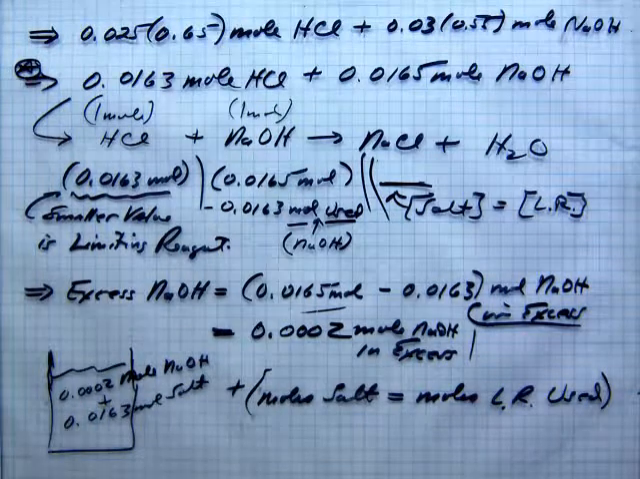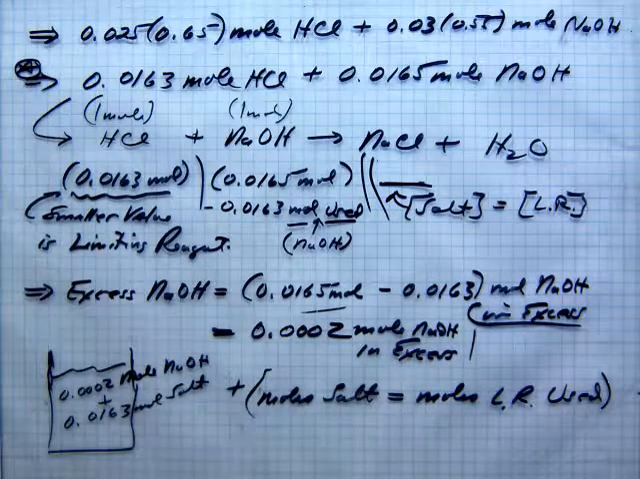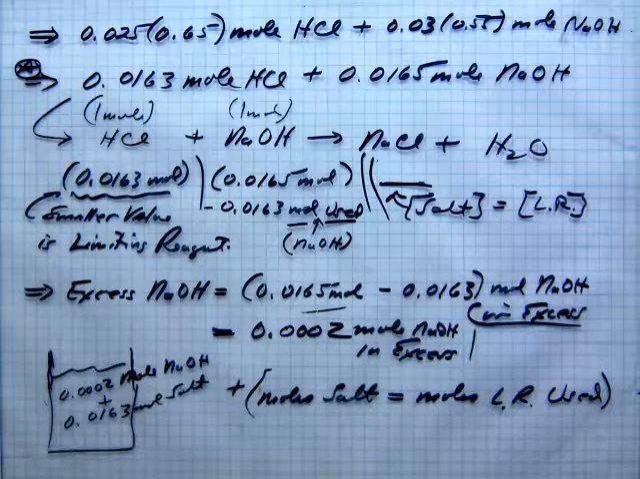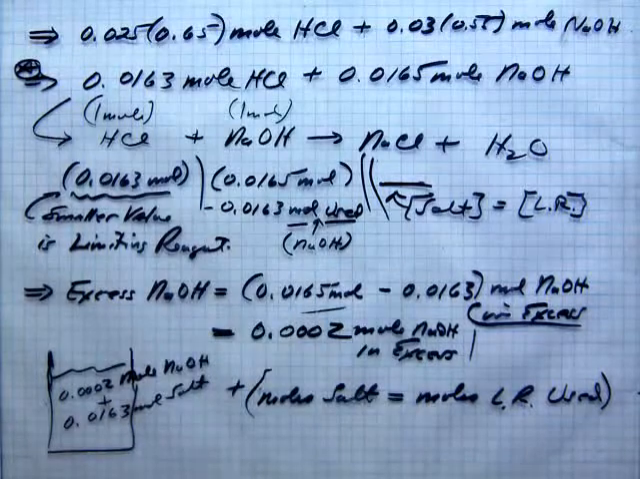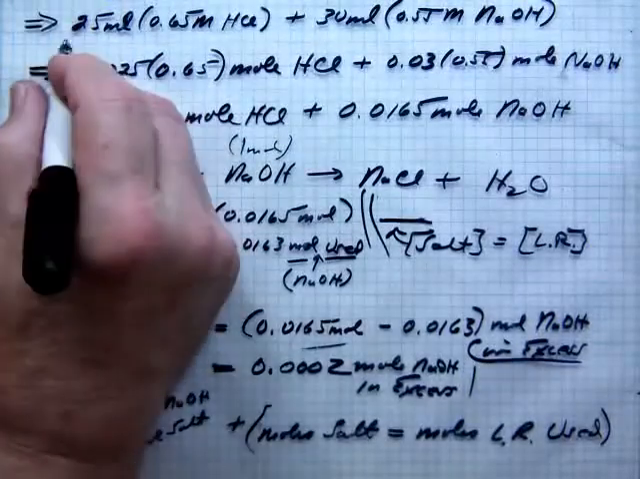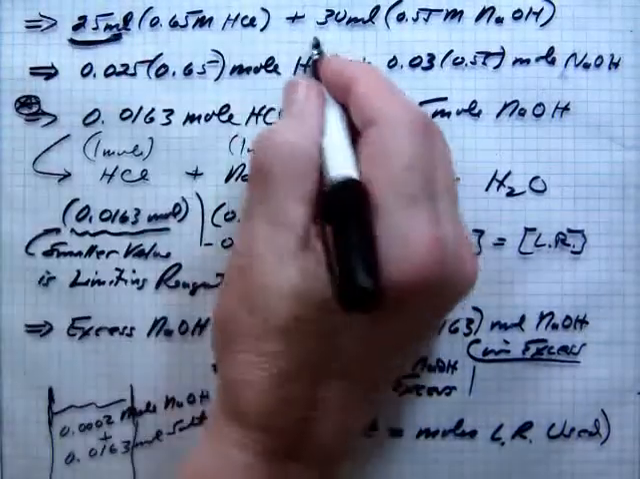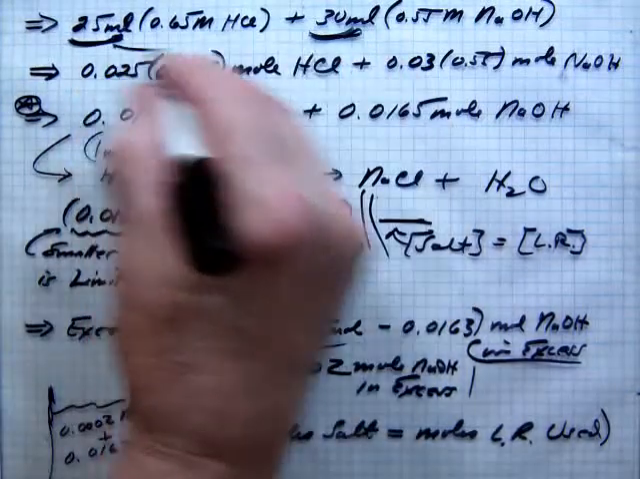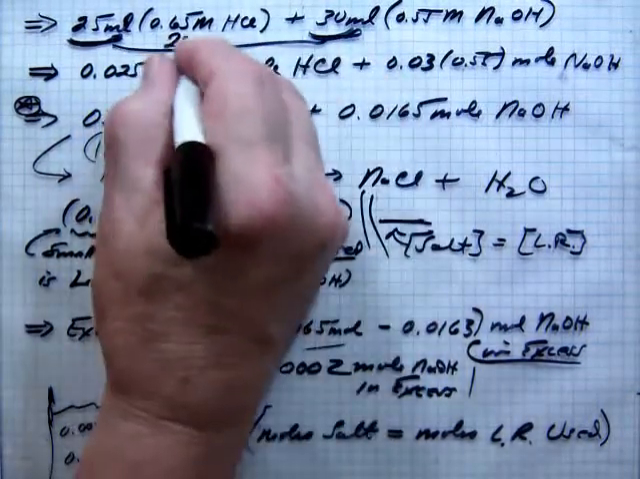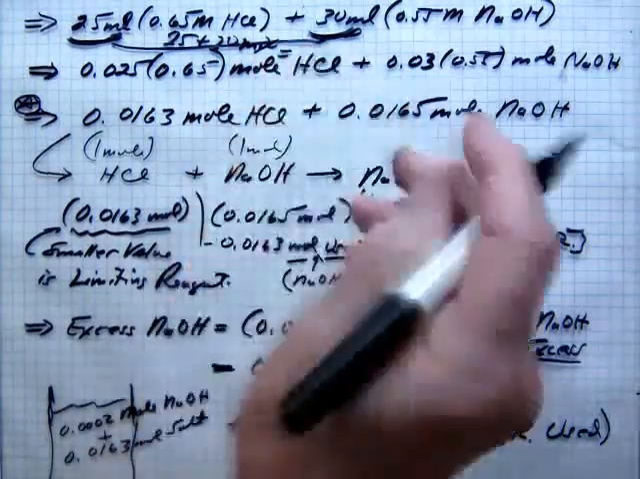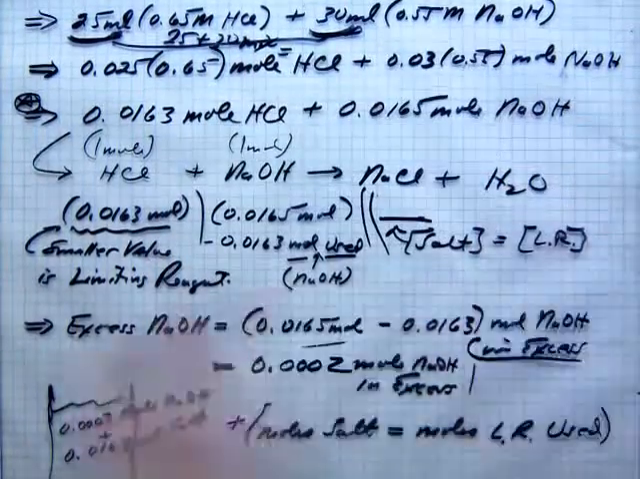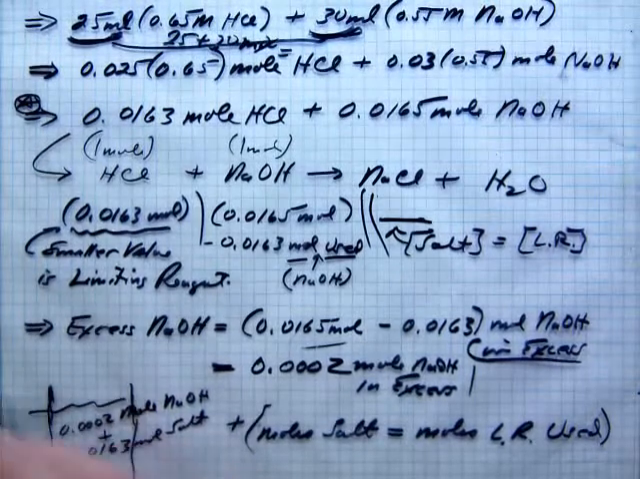The final step in these kind of problems is to put it back in concentration terms, moles per liter. What you've done here now is you've mixed 25 milliliters with 30 milliliters. So it's a 25 plus 30 mix, which is 55 milliliters in the final solution.